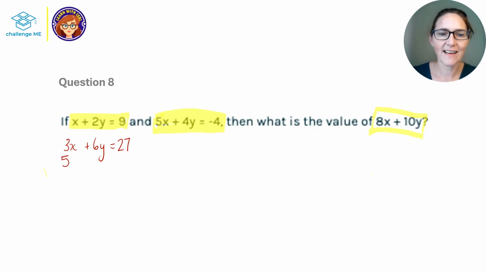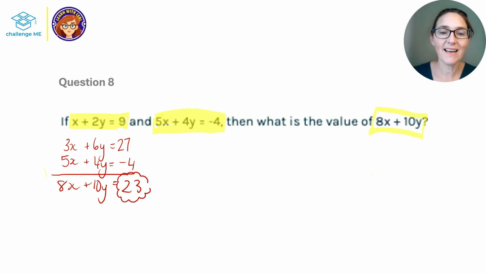Just write the second equation underneath the first there. Add them together. We've got 8x plus 10y, and the value of this, 27 plus negative 4, is going to be our solution. There we go. Happy days, 23. There were other ways to solve it, but I think that was probably the most efficient. Did you get 23? I hope so.